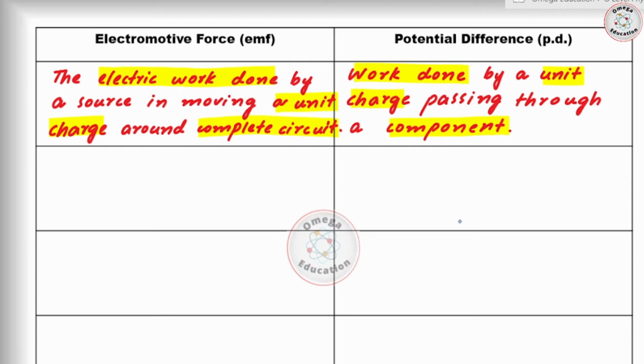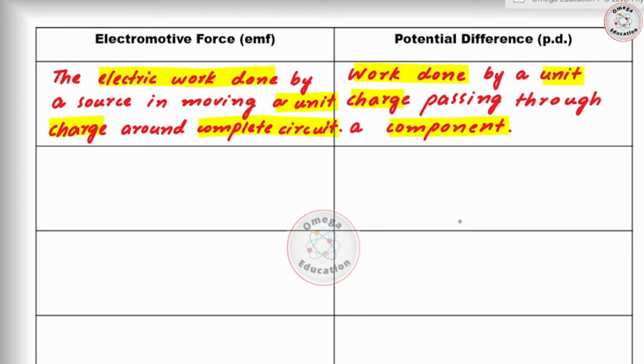All you have to memorize, all you have to understand is that electromotive force is the amount of work done on the charge by the source in order to make it move around the complete circuit, but potential difference is the amount of energy or the work done by a unit charge while passing through a specific component.